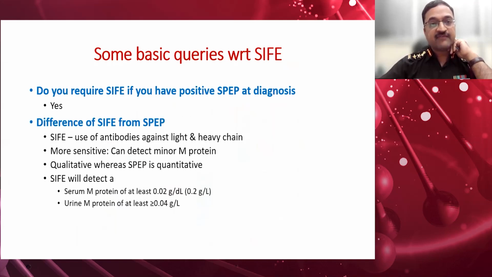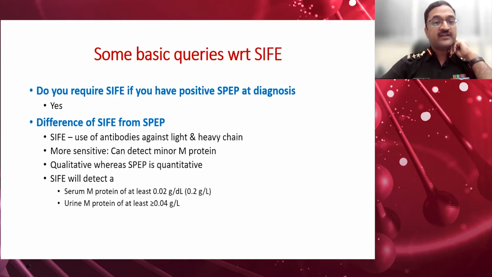And why do you require it? What is the difference between SIFE and protein electrophoresis? Immunofixation uses antibodies against the light and heavy chain. Thus, it becomes more sensitive and it can even detect minor M proteins which are actually missed in patients with SPEP. The second part is that it is qualitative, whereas SPEP is quantitative. So, to identify the type of the protein, we need to do immunofixation. And to quantify the amount of protein, we require protein electrophoresis. So rather than saying they are a replacement for each other, they are actually complementary to each other to understand exactly the pathophysiology which is happening inside the body.